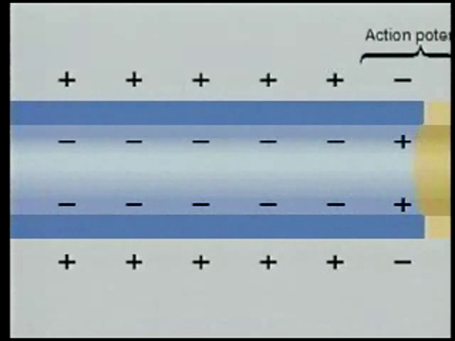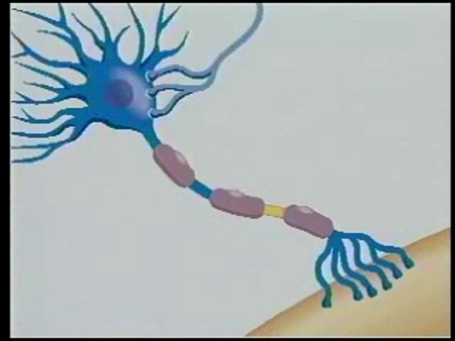Action potentials travel very rapidly along the membrane of a nerve cell. Some move at a speed of 300 feet per second.